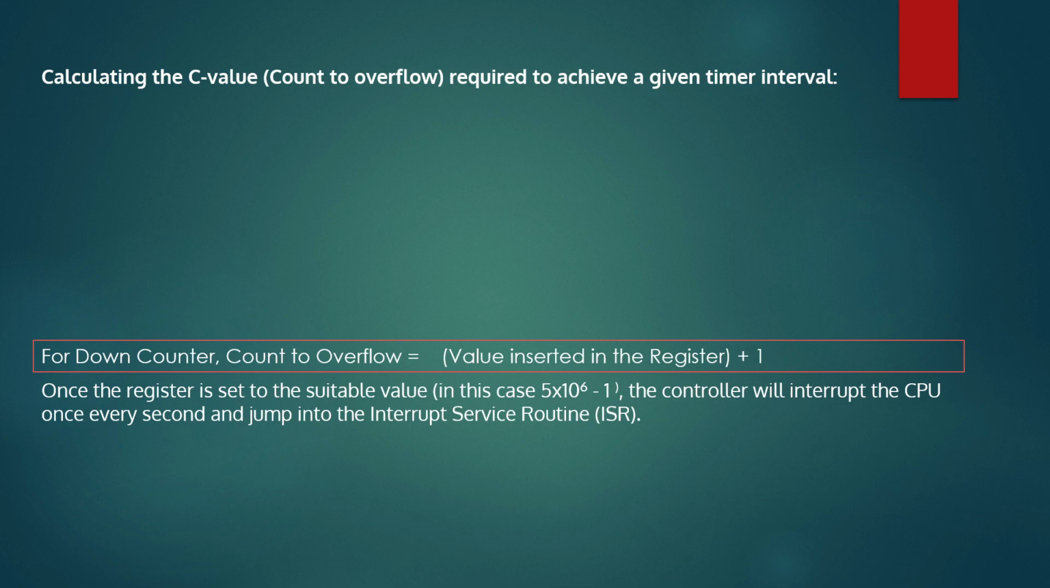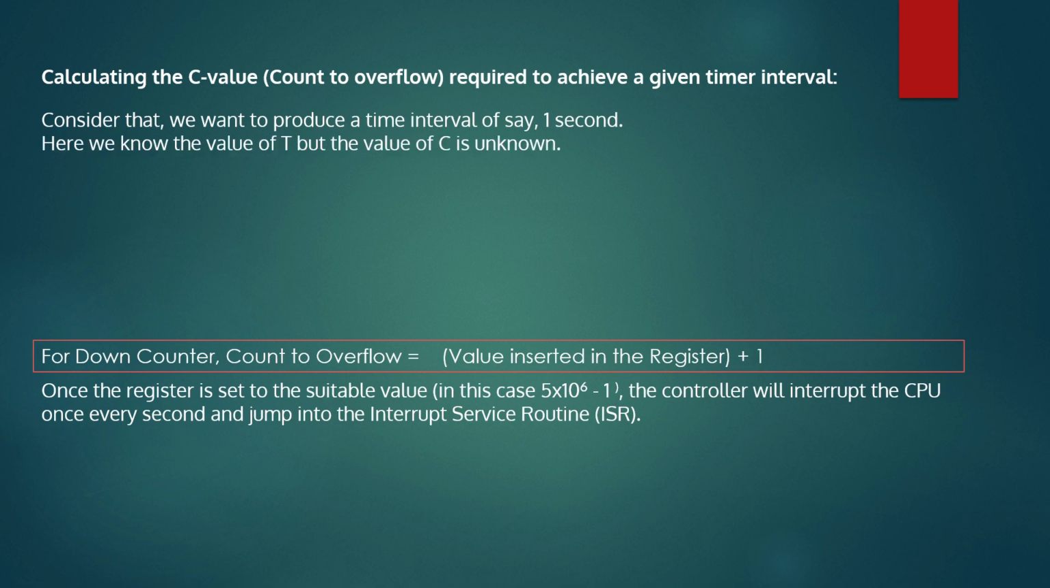Let us take an example. We want to produce a time interval of 1 second. We want a delay of 1 second. Here we know the value of T. What is the value of T? Already we have seen, that is 0.2 microsecond. But C is unknown. So how to get that C?